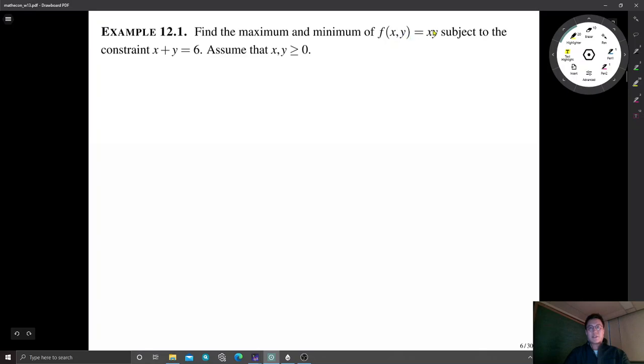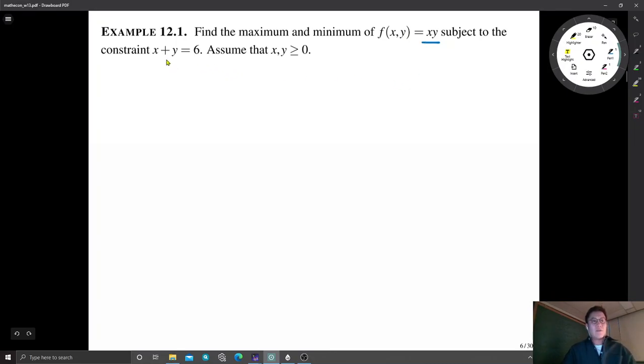So the function is given by x times y, and the constraint is given by some line segment. Okay? And we assume two variables are non-negative. So we first check the objective function is continuous. The partial derivative of this function is well defined, meaning that this function is differentiable. So differentiability implies continuity, so the function is continuous.